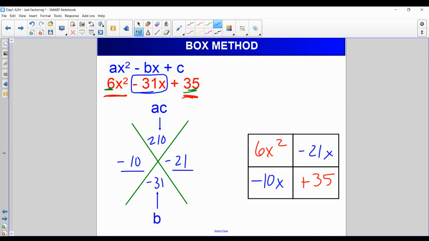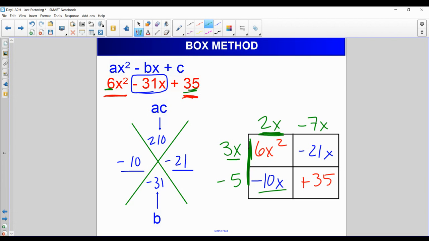And I'm just using the box to be able to see what I'm multiplying, right? So I'm going to look this time down this column. What can I pull out of 6x squared and negative 10x as a common factor? Well, I can take a 2x. What do I need to multiply 2x by on this left side to get 6x squared? That is 3x. What do I need to multiply 2x by to get negative 10x? That's negative 5. What do I need to multiply 3x by to get negative 21x?